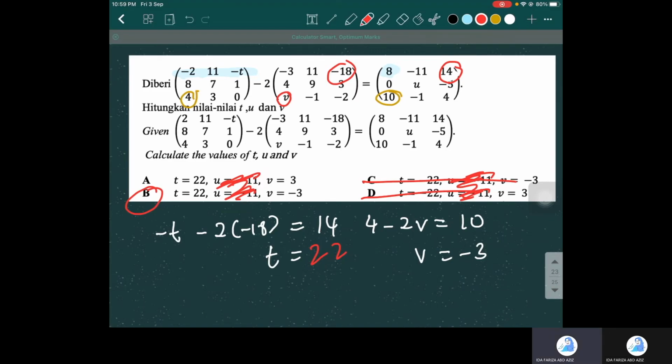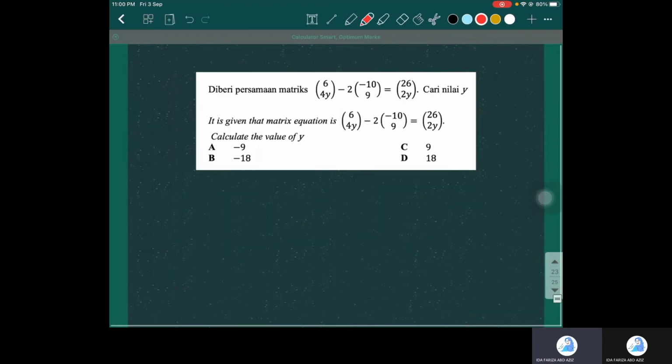Alright, let's move on to the next question. Okay, next question. Still in the matrices. For this one we have to find the value of y. Okay, y is all at the bottom, so it's not difficult for this one.